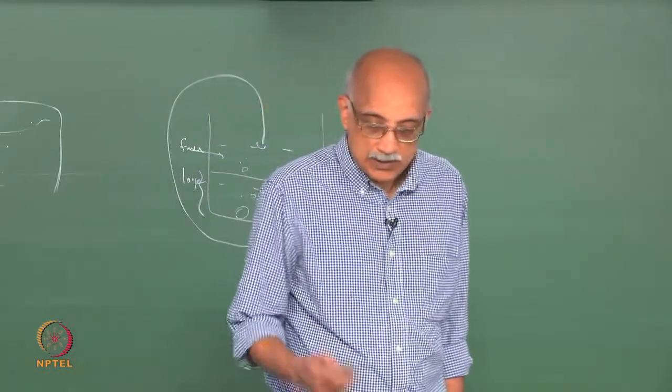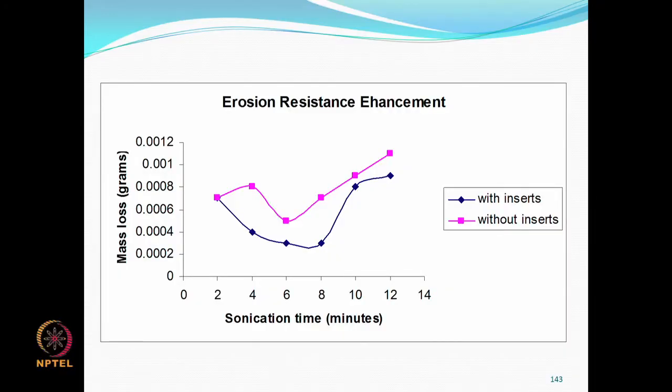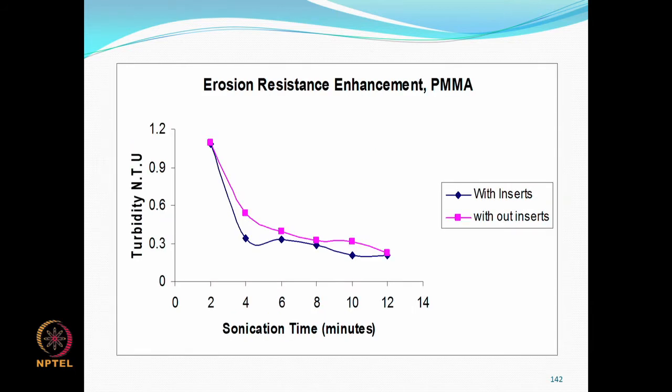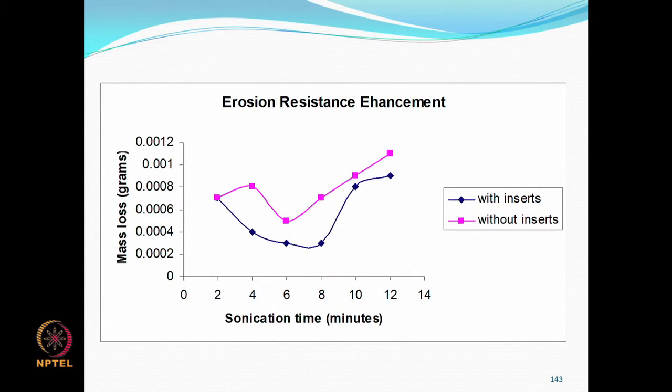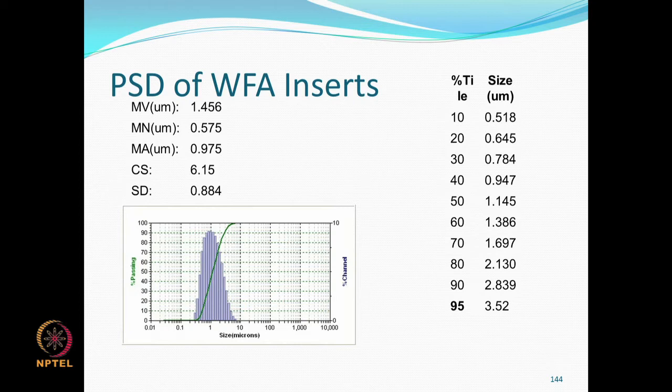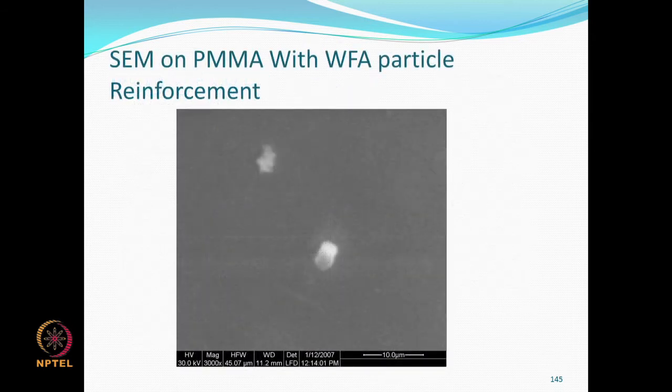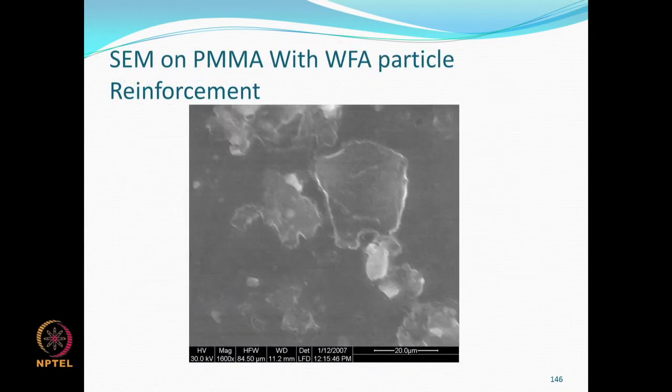And this is another way of looking at the data based on mass loss. The previous data was based on turbidity, this is based on mass loss, and again clearly with inserted nanoparticles you get much less mass loss of the material due to erosion. And this is just some data that we collected in our lab of the size distribution of these alumina particles that are incorporated into the polymer, and some SEM pictures.